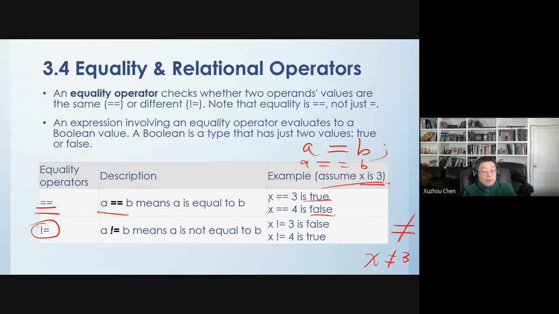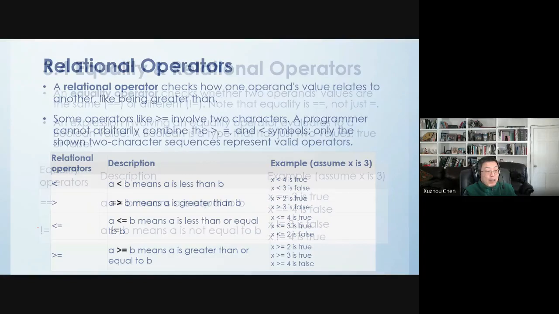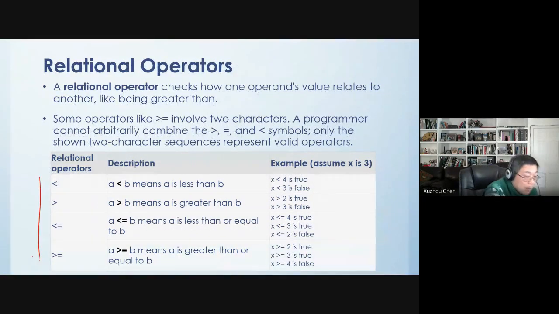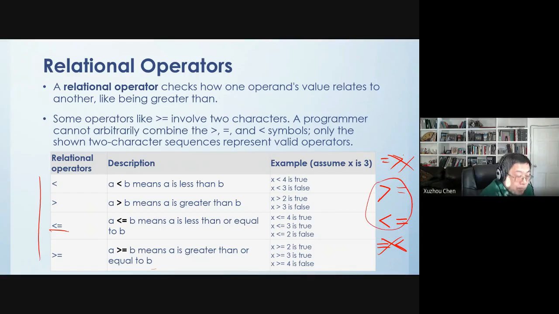Okay, that's pretty straightforward. And there are certain other relational operators: less than, greater than, less than or equal to B, and greater than or equal to B. So these are the relational operators. Now the common mistake could be, sometimes for less than or equal to, people use this. You never use this. This is wrong. Greater than or equal to, you never use this. Only these two.